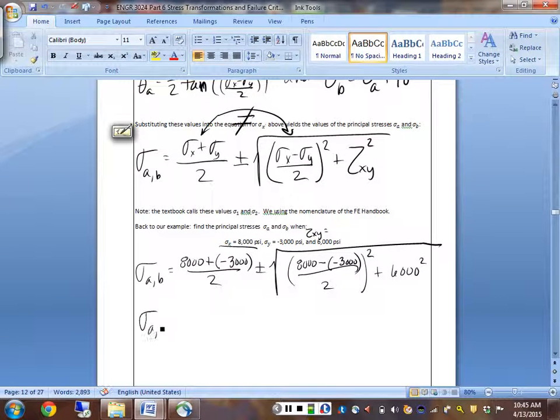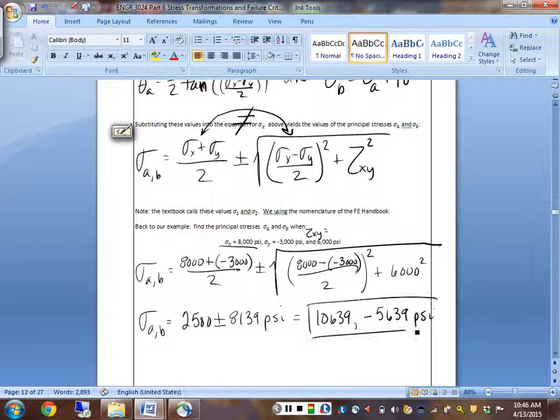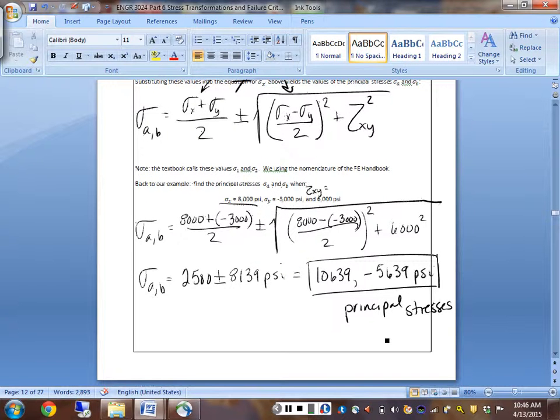So we get sigma A and B equals, that average is 2,500, and we get a plus or minus 8139 psi, which is 10,639 and minus 5639 psi. And those are just a little bit bigger in magnitude than our arbitrary pick of 30 degrees. These are principal stresses. I get it, so that's like your maximum and your minimum.